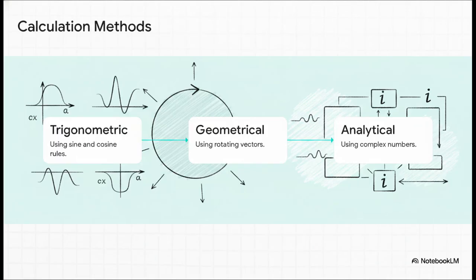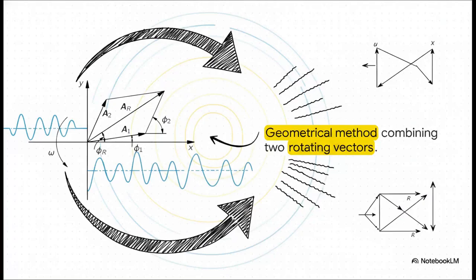Now, to calculate this interference, physicists use 3 specific mathematical lenses. First is the trigonometric method, second is the geometrical method, and third is the analytical method. Let's look at the geometrical method for a second to see how this builds. Any cosine wave can be thought of as the horizontal projection of a rotating vector. If we have 2 vectors representing our 2 waves, both rotating counterclockwise like a rigid body, we just add the vectors together using the ordinary parallelogram rule to get a resultant vector in the middle. It perfectly, elegantly visualizes how 2 waves with different phases add up to create an entirely new amplitude and a new phase.